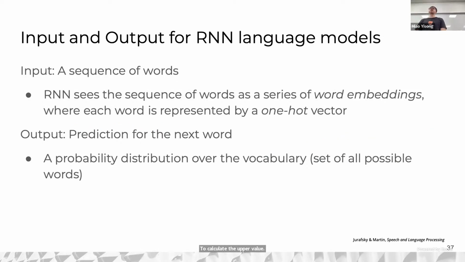So in this case, the input is a sequence of words, and the RNN will view the sequence of words as a series of word embeddings, where each word is represented by a one-hot vector. So basically, in a one-hot vector, correct me if I'm wrong, there's only one 1, and the rest of the values in the vector will be 0. The output, of course, as with all language models, is the prediction of the next word. In practice, this model will create a probability distribution over the set of all possible words, which is the vocabulary.